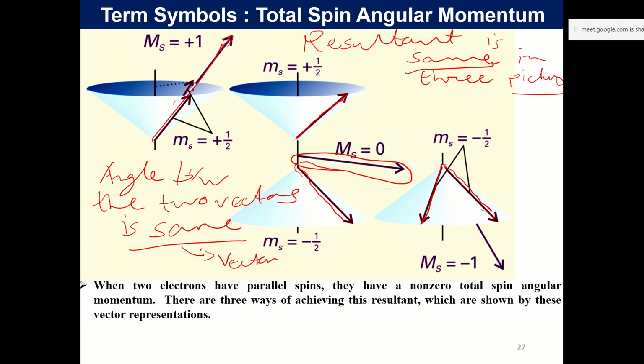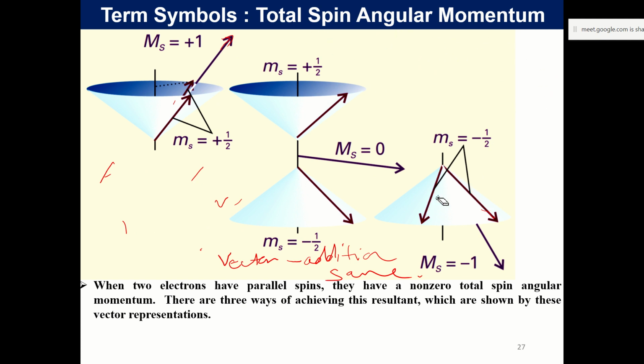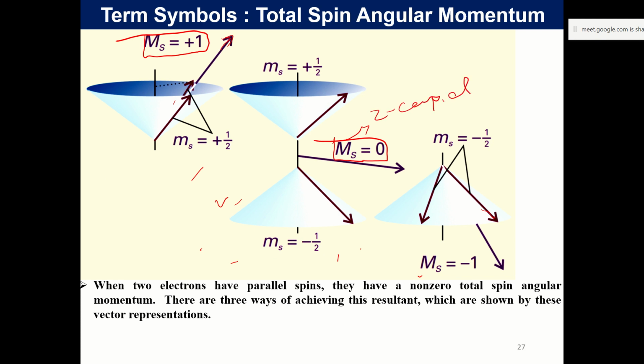So there are three possibilities, and that's why we call it triplet. ये जो अरेंजमेंट है इसको ट्रिपलेट इसीलिए कहा जाता है. Vector addition will be same, resultant is same, so that's what we are seeing here. The component along z axis changes, the ms individually, and capital MS, in this case the z component of the resultant is 0.